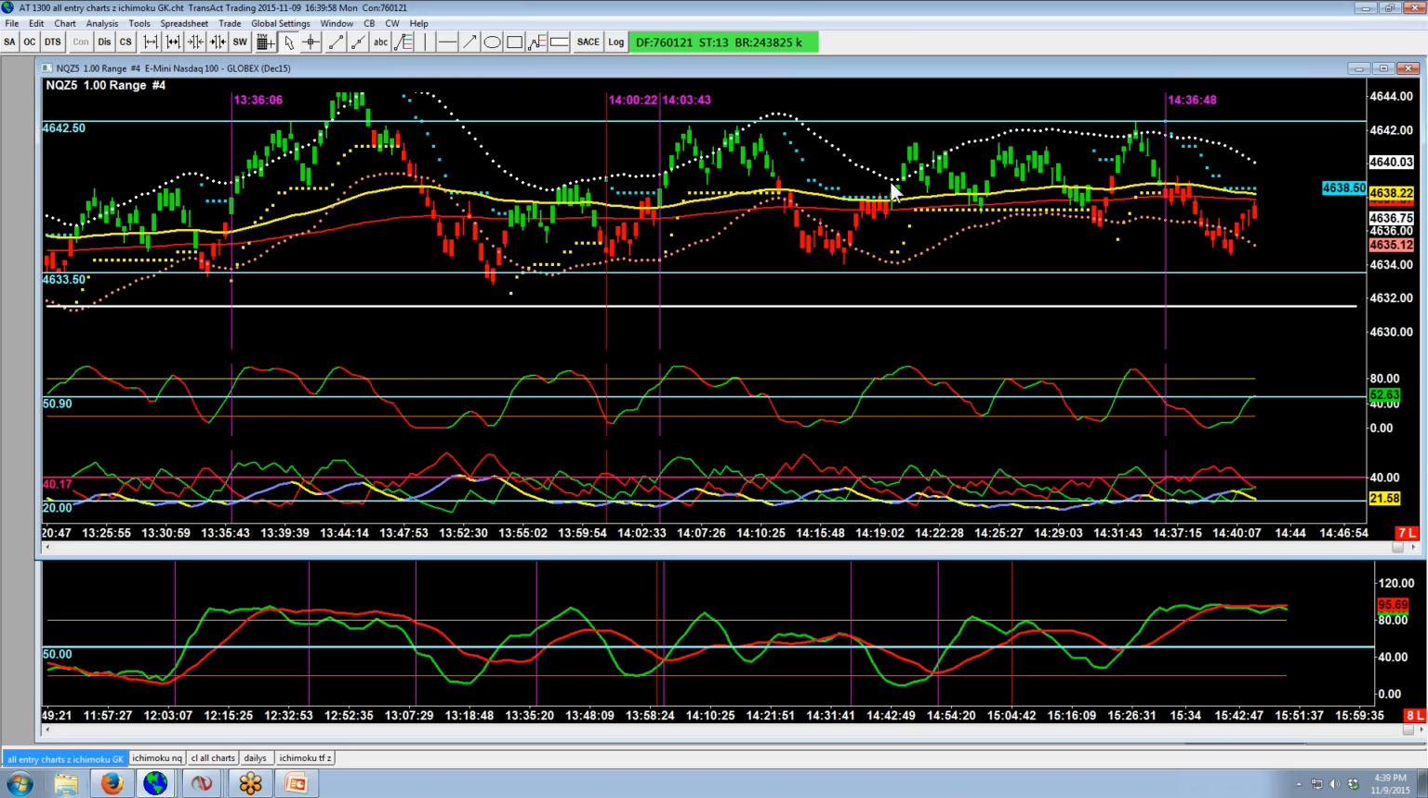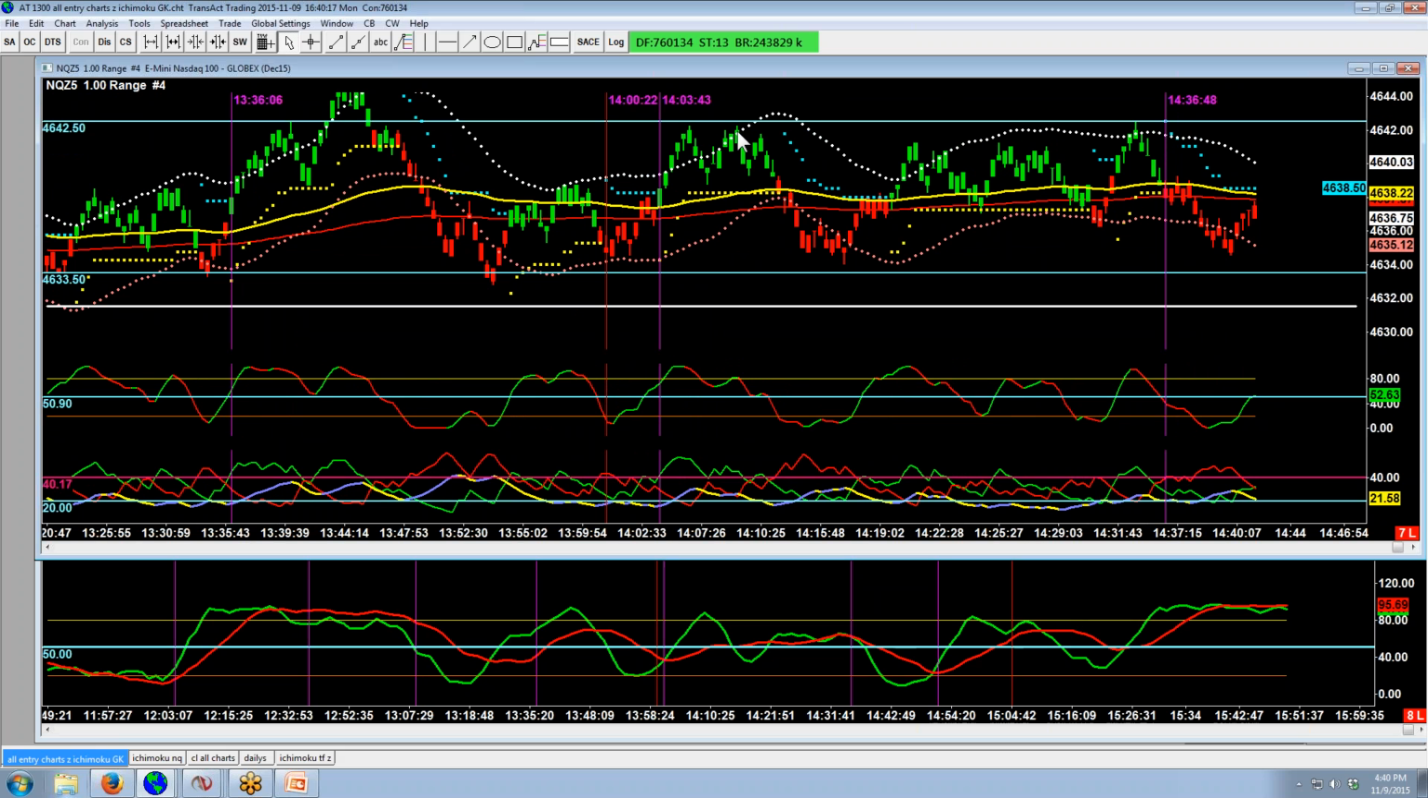So I would need my green line above my red line for the buy. I'd need my green line below my red line for the sell, or in order to take the buy, I can still take it as long as the red line's in overbought, or I can still take the short as long as the red line down here is in oversold. And we didn't have any of those conditions here.